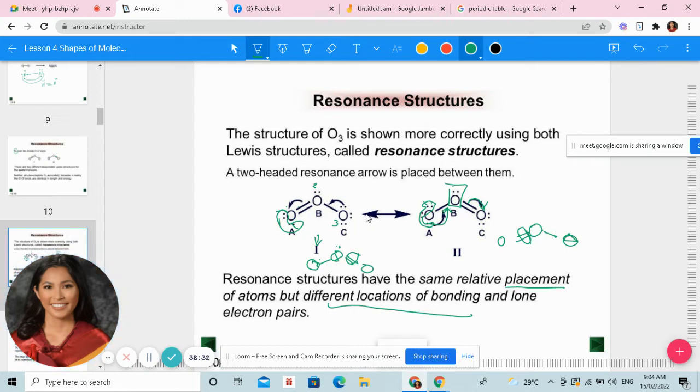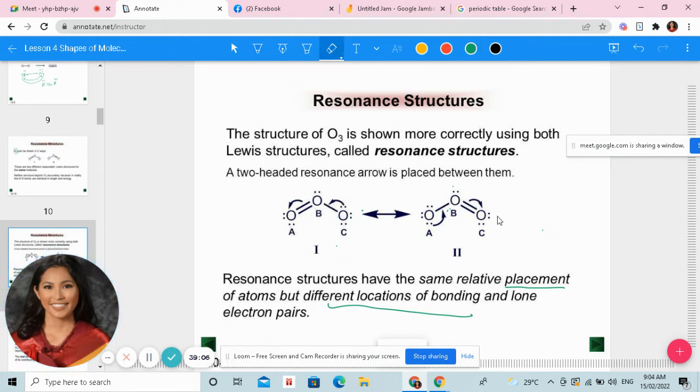So we have this double-headed arrow to indicate that it is resonance. Now, when it is resonance, the electrons are delocalized. When we say delocalized, it is spread throughout. So it will float around here. Float, float, float.